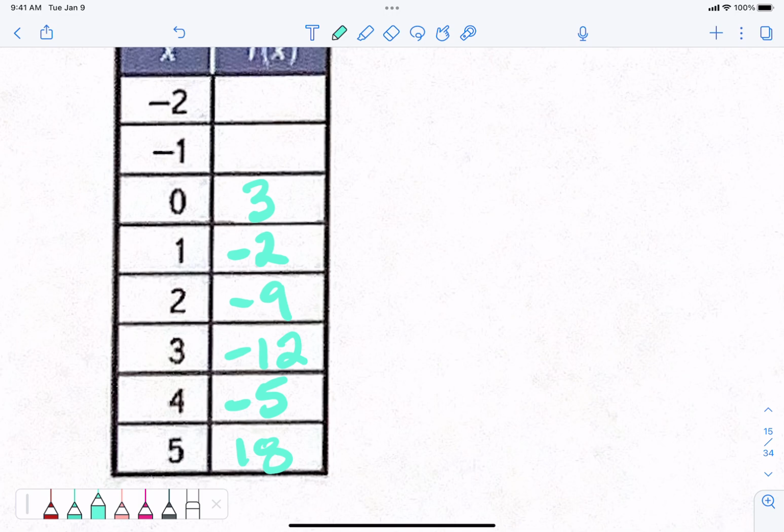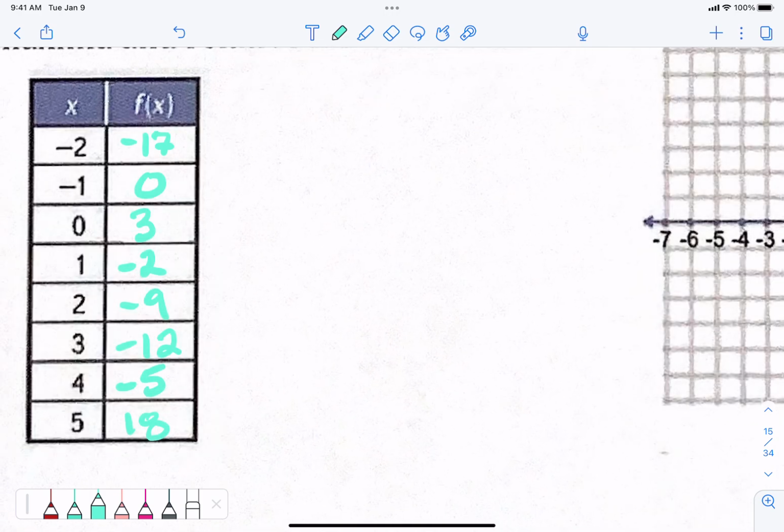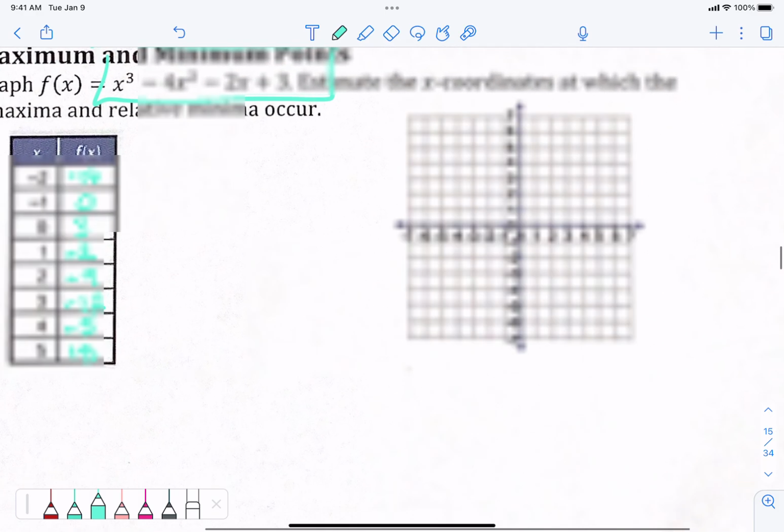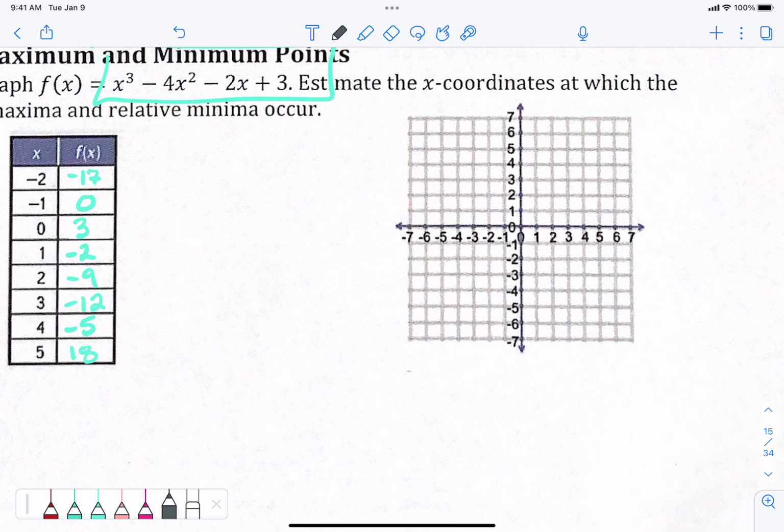Did you guys get negative 17 for the first one? Yeah. Okay, what'd you get for the second one? 0. Perfect. Great. Okay, there's your table. Fill them in and let's plot those points. Negative 17 is off my graph, okay? But I'm just gonna pretend and remember that negative 2, negative 17 is all the way down here, okay? Negative 1 is at 0.